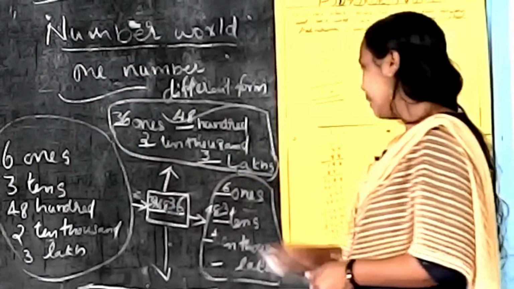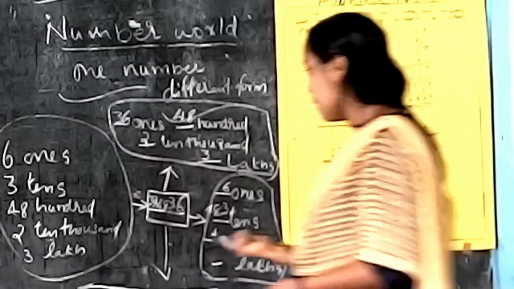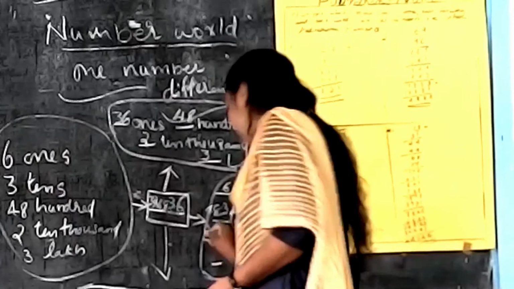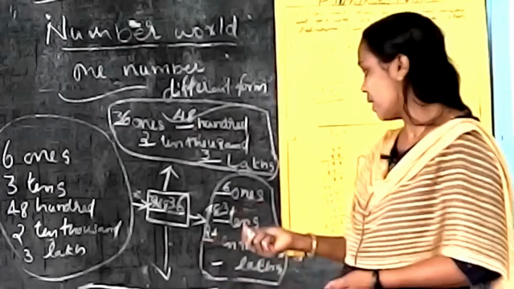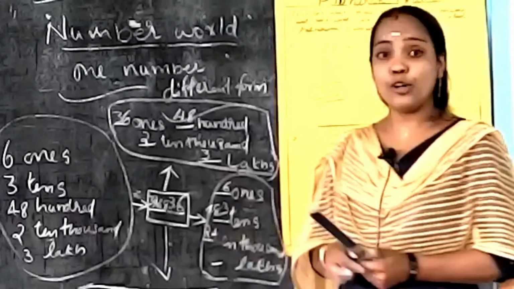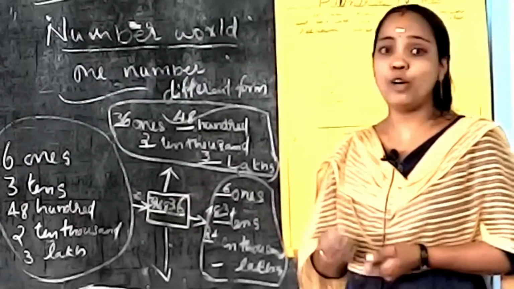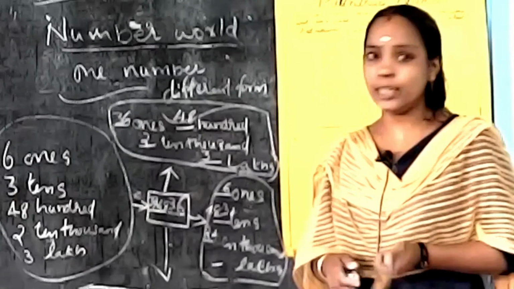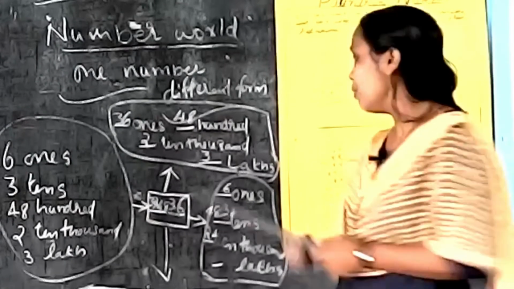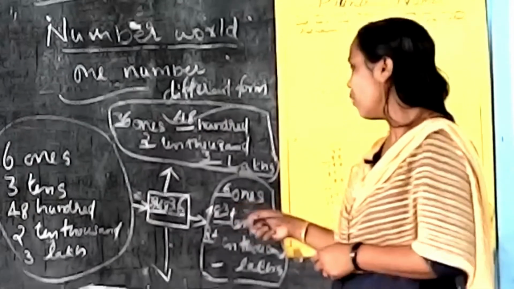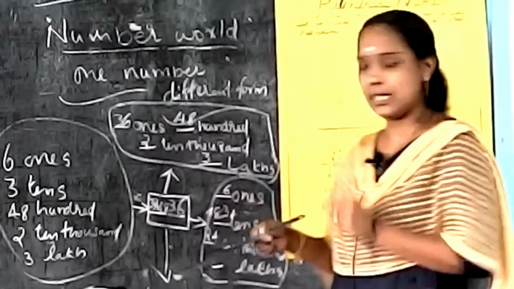483 tens. Next one. How many 10,000? 2 10,000. 4 also 1,000, but there are no 10,000. Four have only 1,000. There are no 10,000. That's why 4, 8, 3 we want to write together in the tens column.